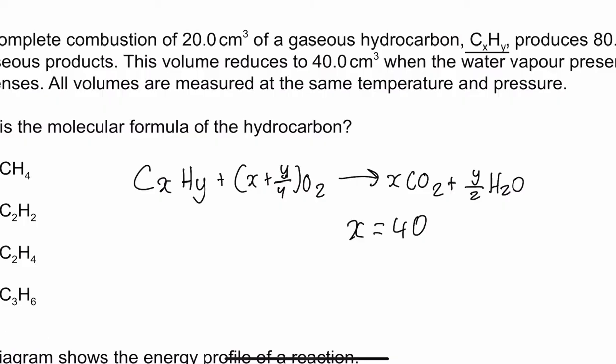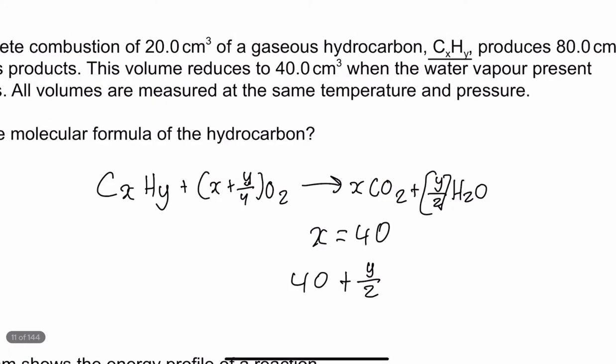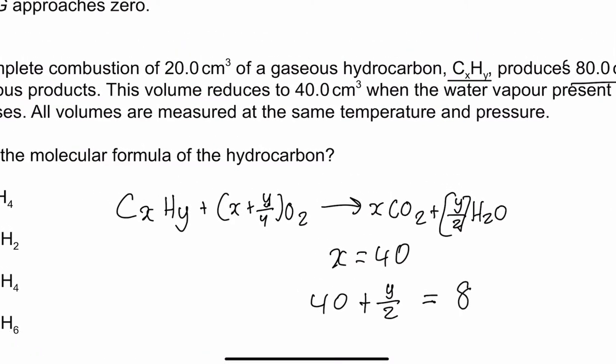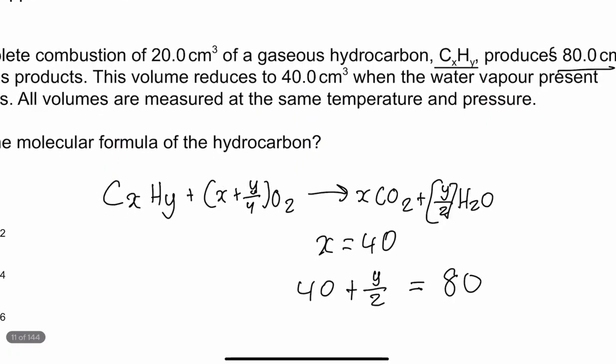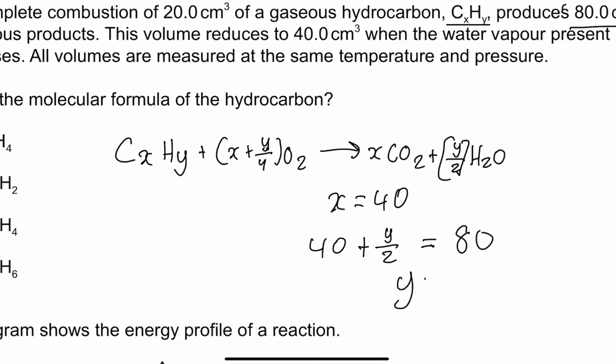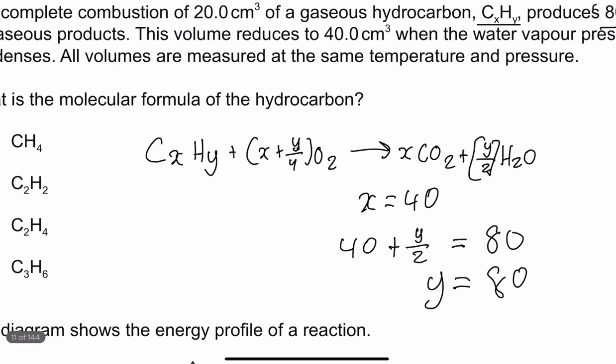And from here, we're able to solve for y, because we can say that 40 + y/2, which is for the H2O, equals our total gas. Remember, the total before the water vapor present condensed was 80. So 40 + y/2 equals 80. And if we solve for y, we get y equals 80.